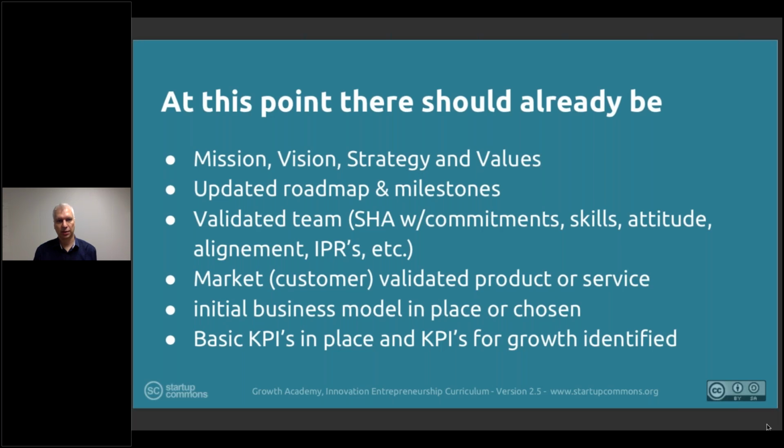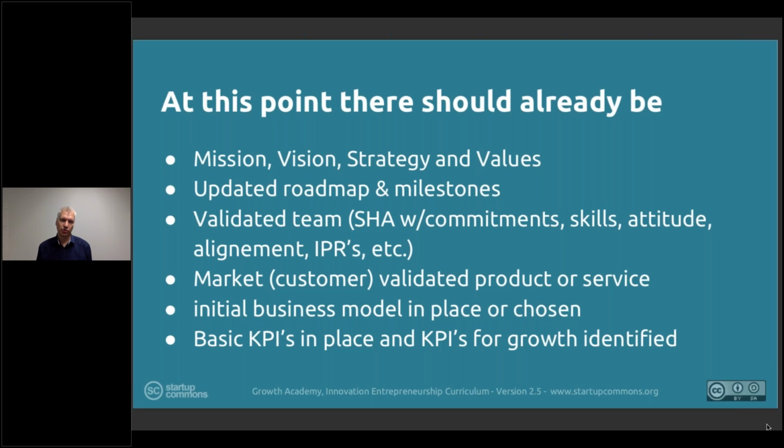There should be an already market-validated product or service, the whole offering for the customers, basically what your mission is focused on. And you should have an initial business model in place, or at least chosen. That depends on your resourcing plan and your vision and ambition, because it may be that you will only focus on the more detailed business model later on.